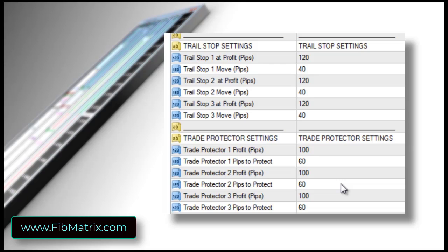Okay, you've got 3 of those to use, and you can use the same one for every setup. So I say you've got 3, but if you have Trade Protector 1 set up the way you like it, and you want every trade setup to use Trade Protector 1, then yeah, they can all use Trade Protector 1.